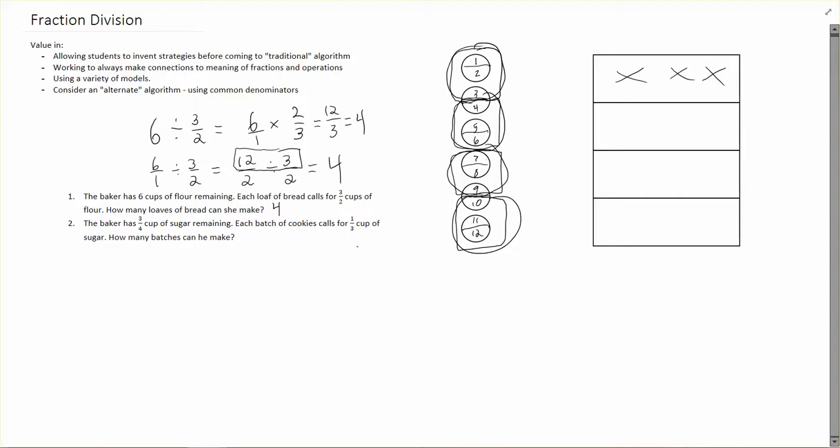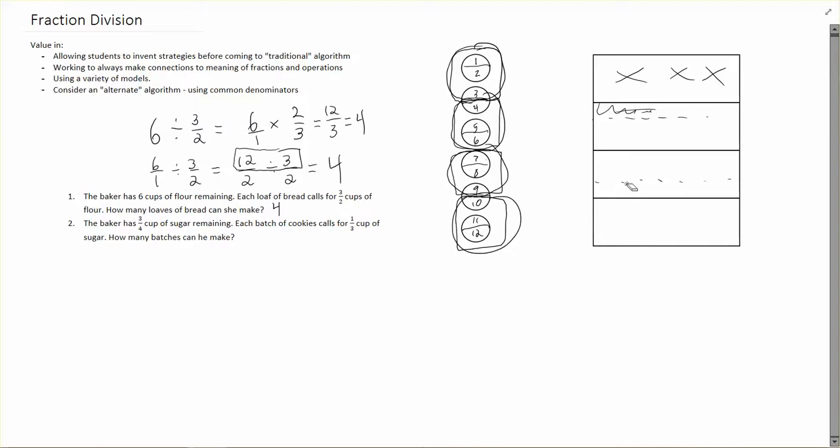Each batch calls for 1/3 cup of sugar. So now the question is, okay, if I'm going to take this whole cup and take 1/3 of it, it's going to be somewhere in here, right? And that would be one batch of cookies here. And then there's going to be another third in here somewhere, right? And that'll be another. It looks like I'm going to be able to make more than 2, but how much more is hard to say from a picture like this.